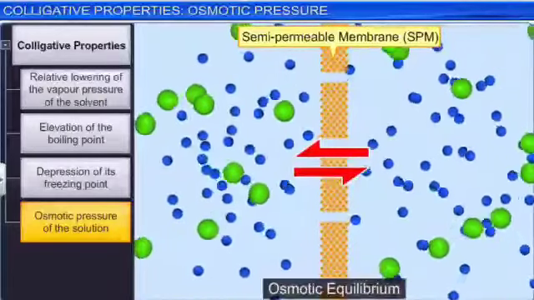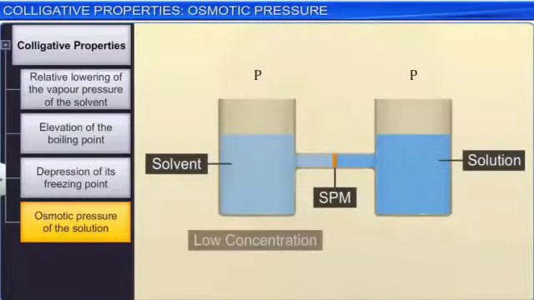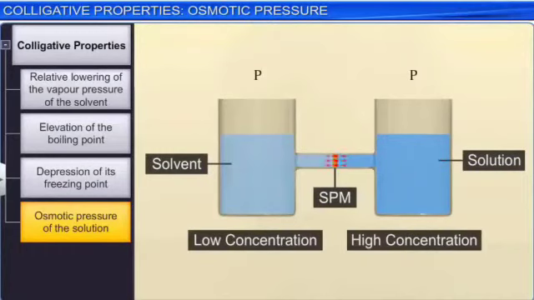The flow of solvent molecules from low concentration to high concentration can be stopped by applying some extra pressure on the high concentration side. The minimum pressure required to do so is known as the osmotic pressure of the solution. Thus, osmotic pressure pi of a solution is defined as the excess pressure that must be applied to a solution to prevent osmosis from taking place.